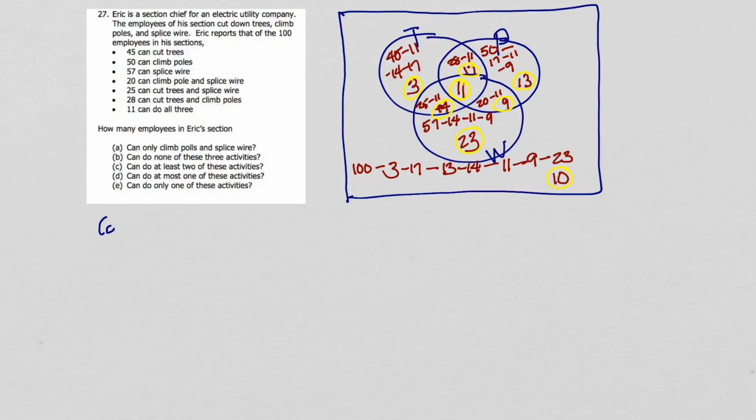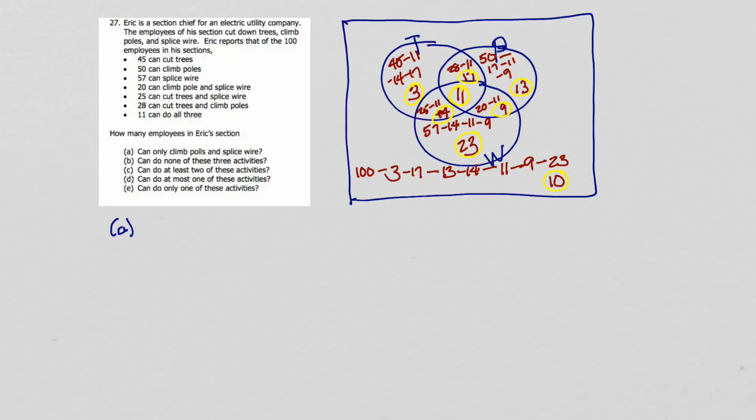Here's A. What we're looking for is the number of people who can only climb poles and splice wire, but not climb trees or cut trees. So we want poles and splice wire. So here's poles, here's wire, and we want the number in that group, poles and wire. That's 9. Now, the 11 is not included, because these people in here can climb poles and wire, but they can also do something else. They can also climb trees. And we just want them only in this group here, poles and wire. So we're going to claim that that is 9.